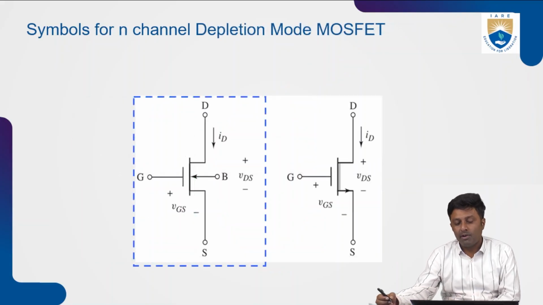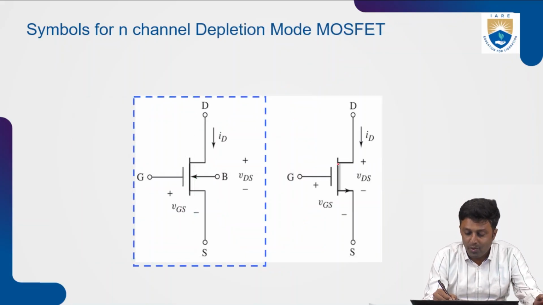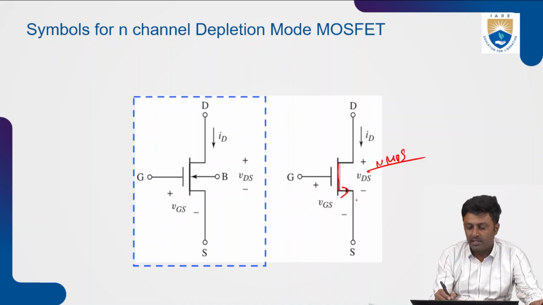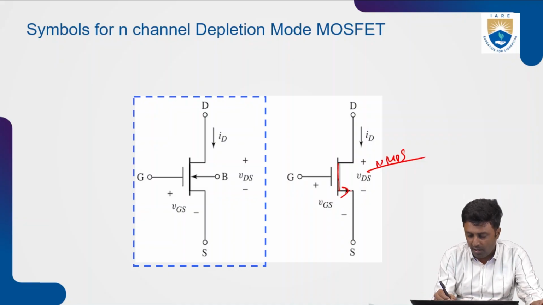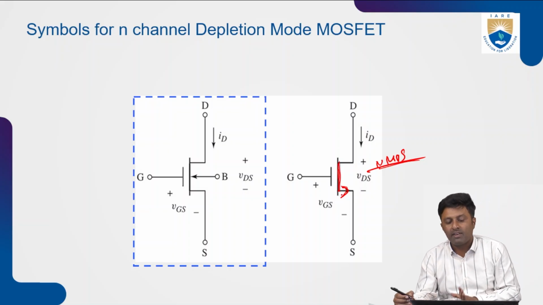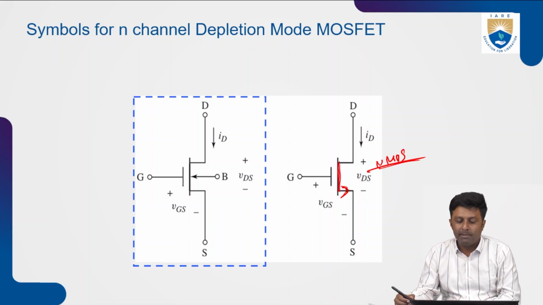In the depletion type, what will be the difference? We will be showing a channel here. Okay, so this is NMOS. As we know, if the arrow is outside towards the source terminal, this is NMOS, and the only difference between enhancement and depletion is the channel is shown. Here the channel is shown with a thick line. That is the only difference between the enhancement type and depletion type. Remaining all the symbols and notations will be same.